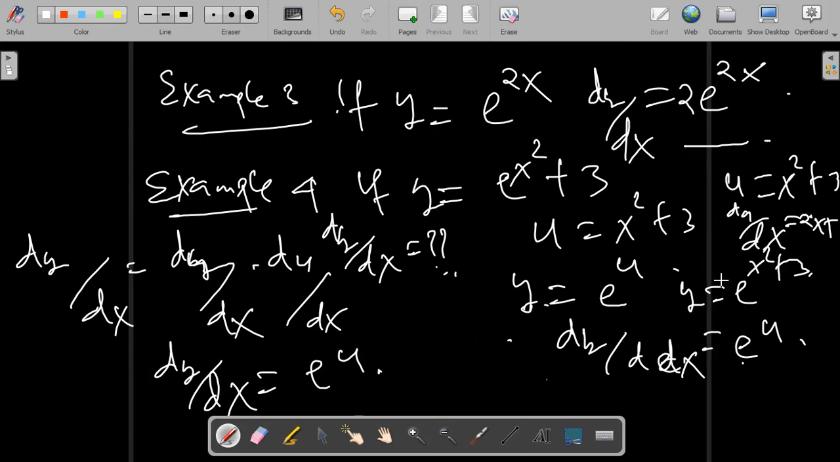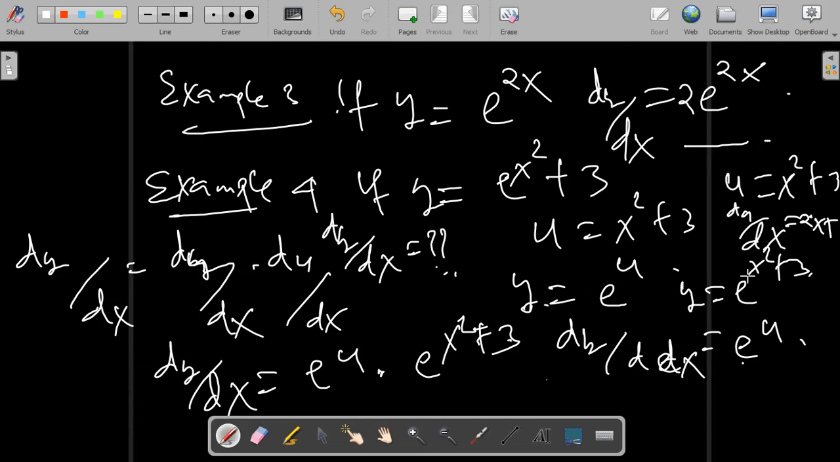So when we differentiate, we take out the function: it will be u, and y is equal to e raised to the power of x squared plus 3. Since our u is equal to x squared plus 3, y is equal to e raised to the power of u, and dy over dx is equal to e raised to the power of x squared plus 3, as you observe.